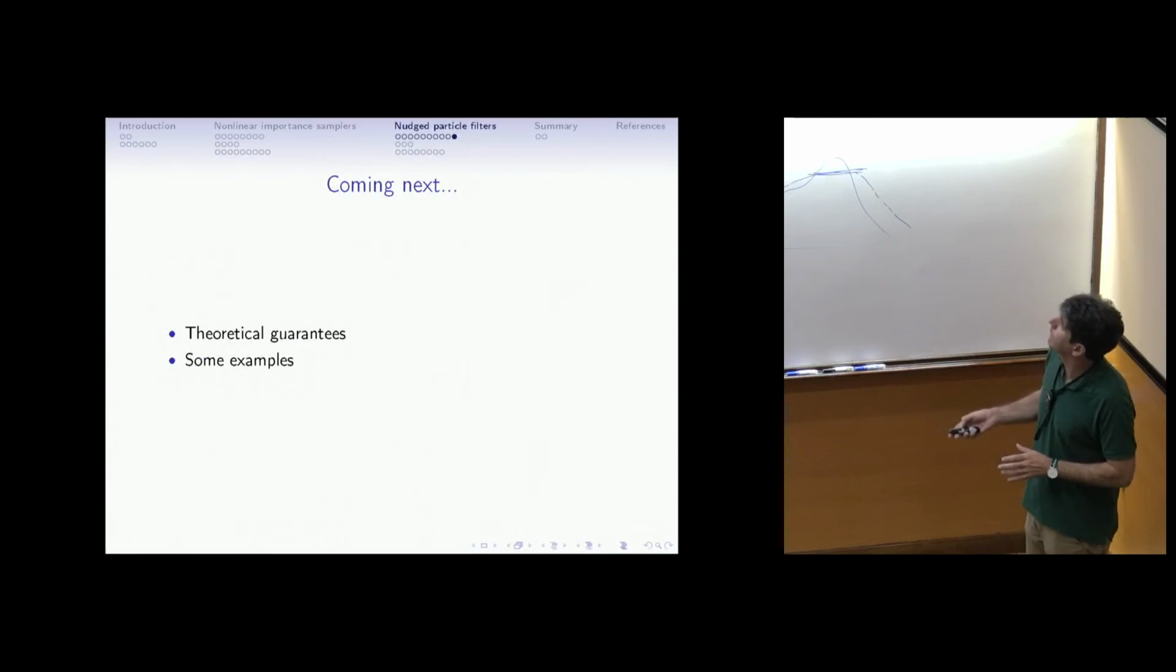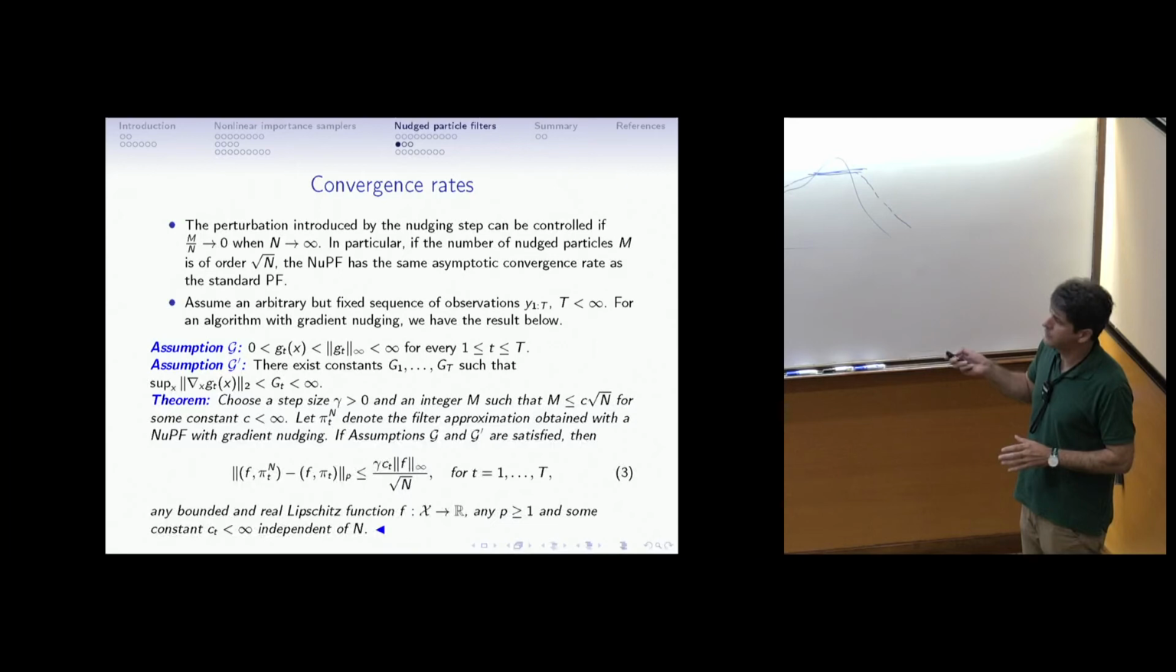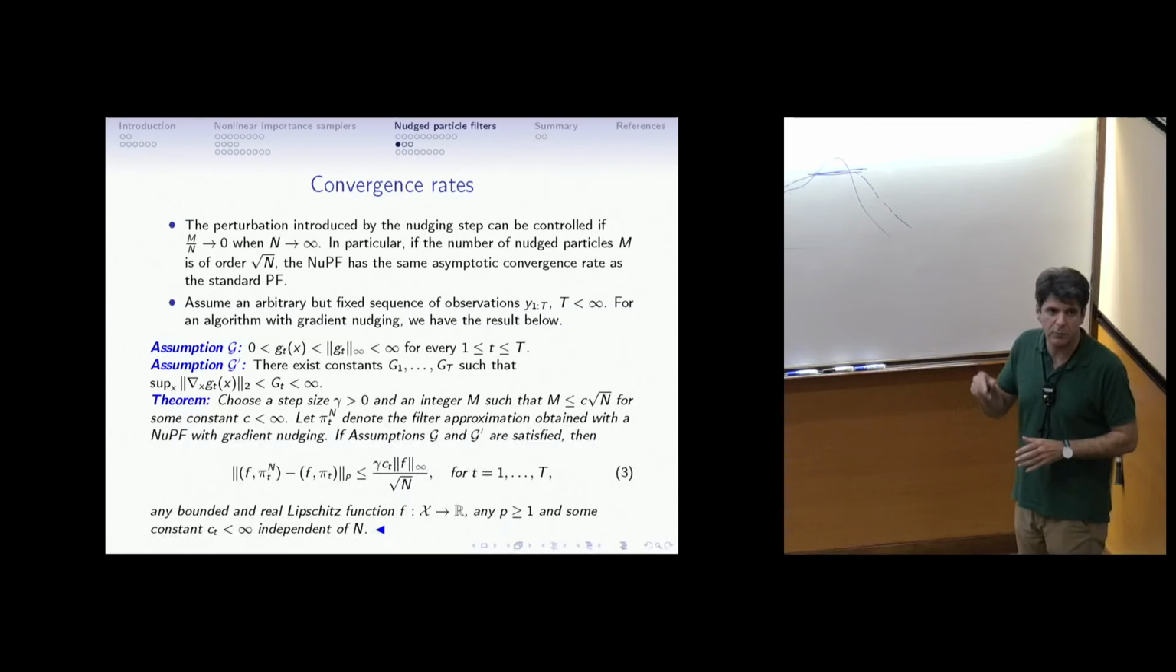Same kind of sanity check as before. I'm not going into details here. I'm just saying if you do this nudging and you control the number of particles that you shift basically in the same way as before, so you keep them of the order of the square root of the total number of particles, then you are safe. You will be changing your distribution a bit, but asymptotically, you get the same error rates.